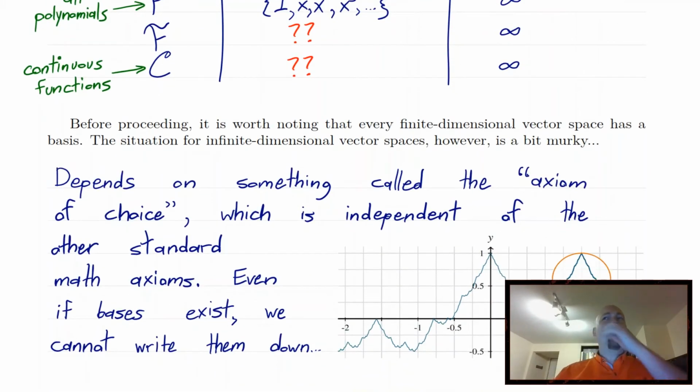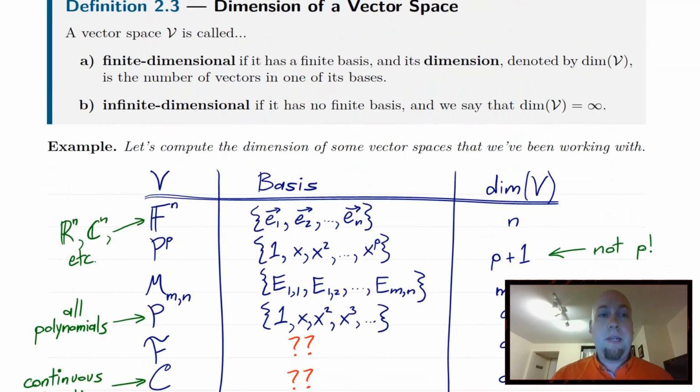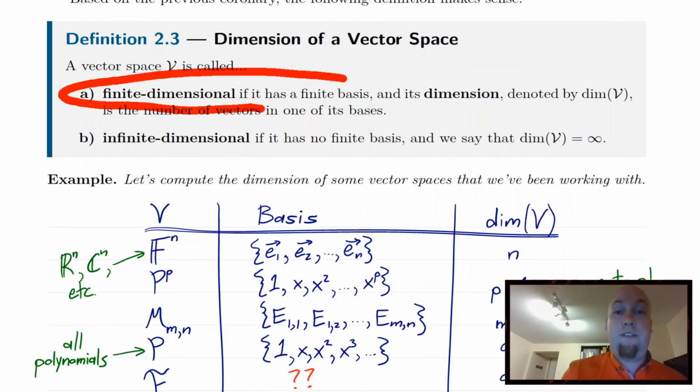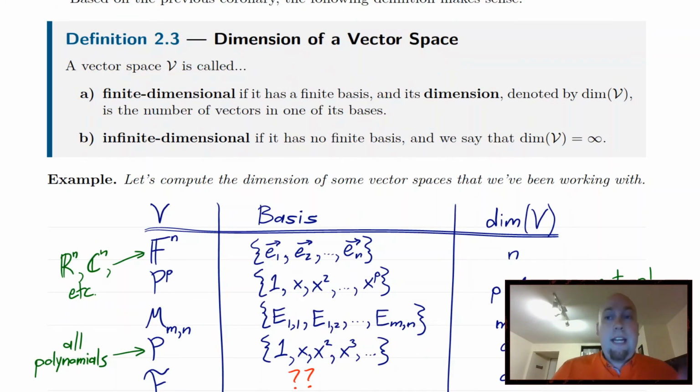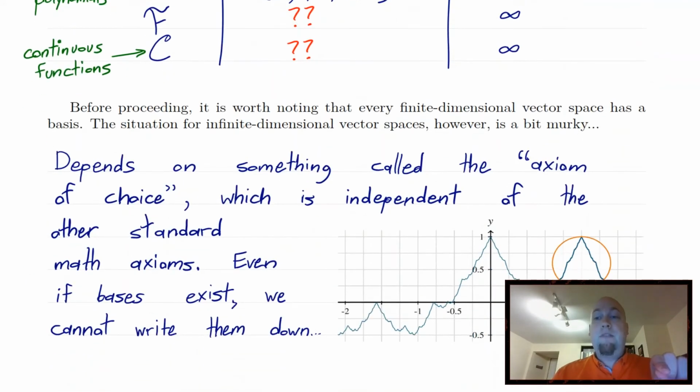Bases of infinite dimensional vector spaces are really, really tricky. You have to be really careful. Every finite dimensional vector space has a basis, and that's just from the definition. If you go back up and look at that definition up here, a vector space is called finite dimensional if it has a finite basis. So just by definition, every finite dimensional vector space has a basis. For example, Rn has a basis. Every subspace of Rn has a basis, right? Planes through the origin always have a basis, lines through the origin have a basis, three-dimensional subspaces through the origin have a basis, and so on.